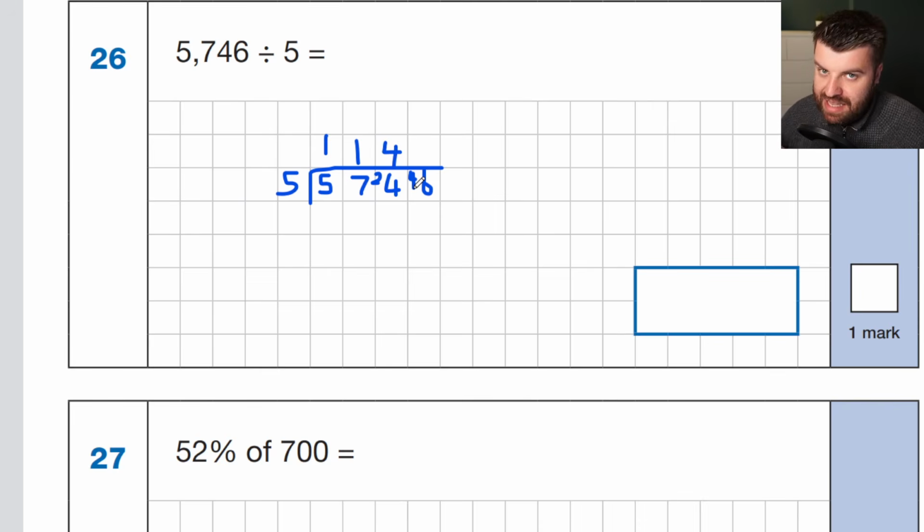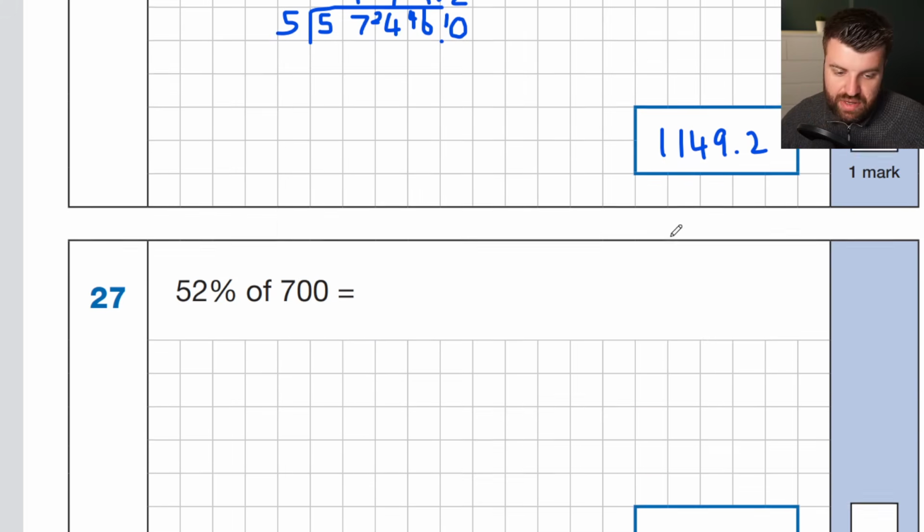And here's where we get to the higher level thinking. 5s into 46 go 9 times and there's 1 left over. So do we just stop there? No, we put the decimal in, placeholder, and exchange over the 1. Make sure our decimal goes in our answer. 5s into 10 go twice and there's nothing left over. We stop there. So that's where it gets trickier when we're going past the decimal. So the answer to this question is 1,149.2. That's the exact answer to that question.